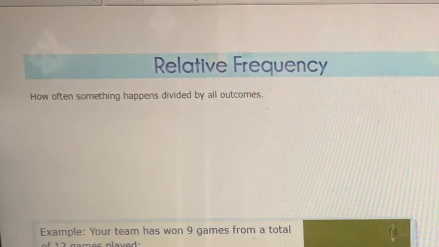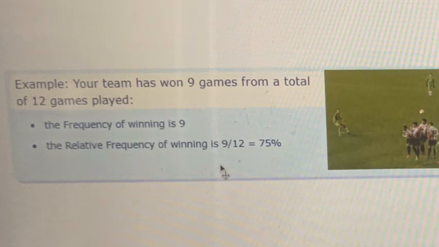Let's talk about something called relative frequency. Relative frequency is how often something happens divided by all the outcomes. Let's look at this example. Your team has won 9 games from a total of 12 games. The frequency of winning is 9. The relative frequency of winning is 9 divided by 12, which is equal to 75%.